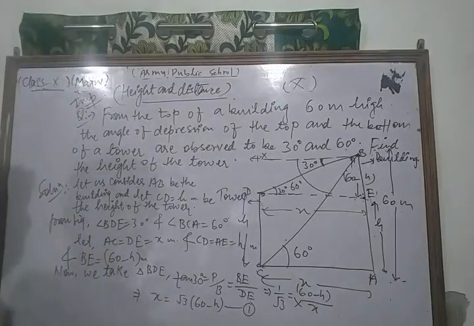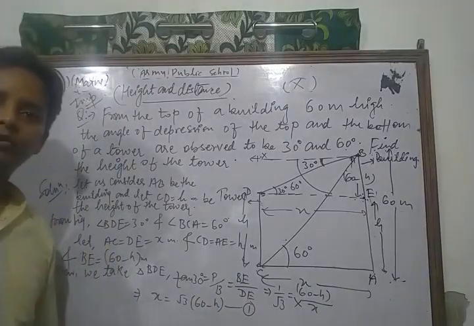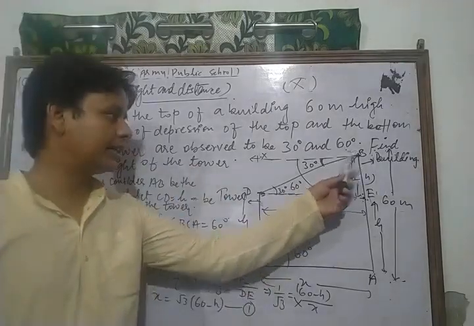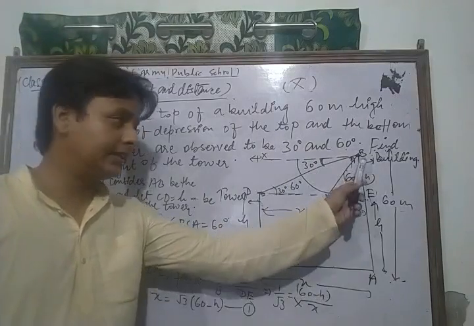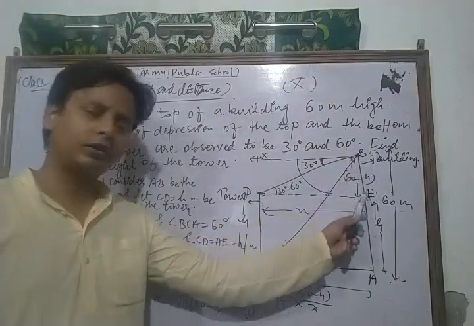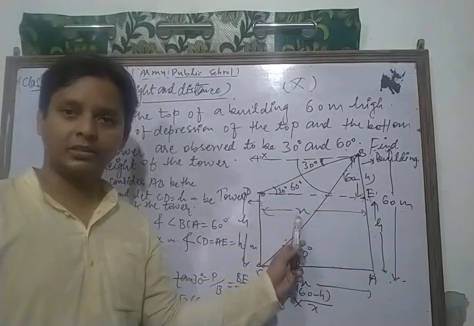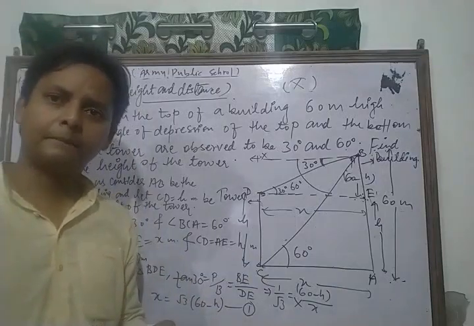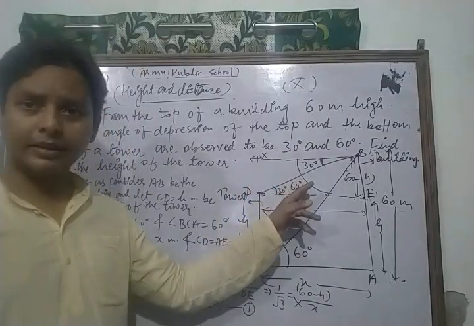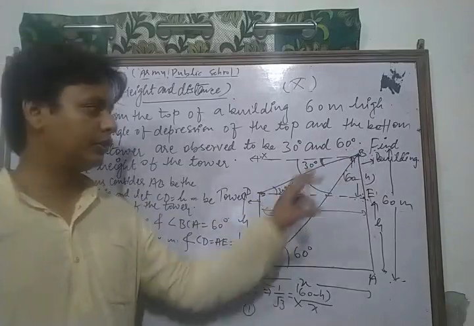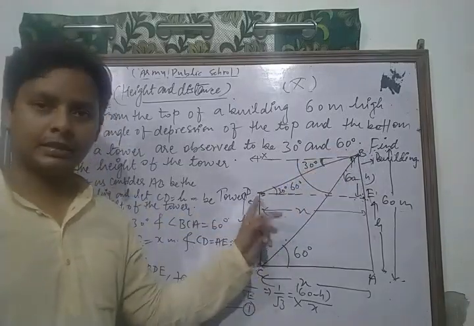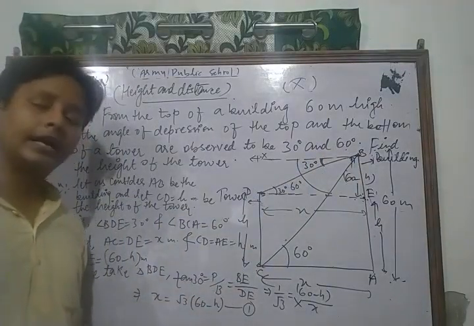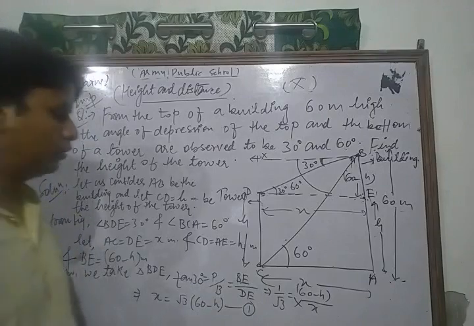Take equation number 1. Let's see once more time. First of all, dear student, we take triangle BDE, and in triangle BDE we have perpendicular as well as base, which we take as x. So perpendicular and base come in tan. So for that triangle we apply tan, which is perpendicular upon base. In this way we put the values and simplify, so we get x is equal to under root 3 into 60 minus h. Okay.